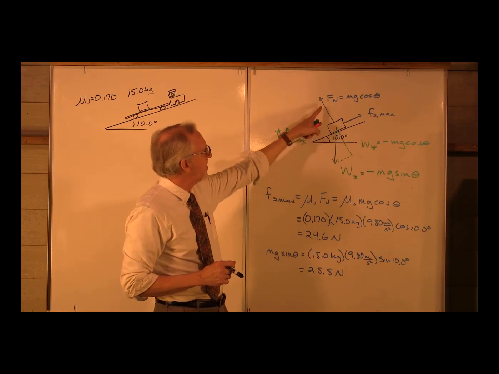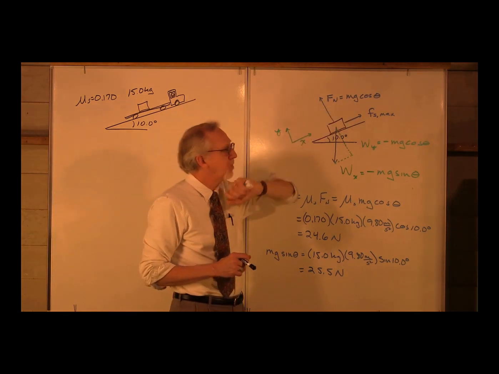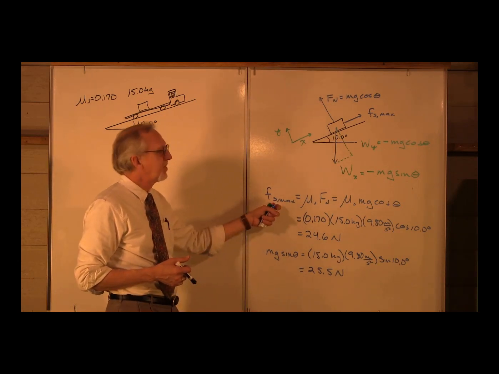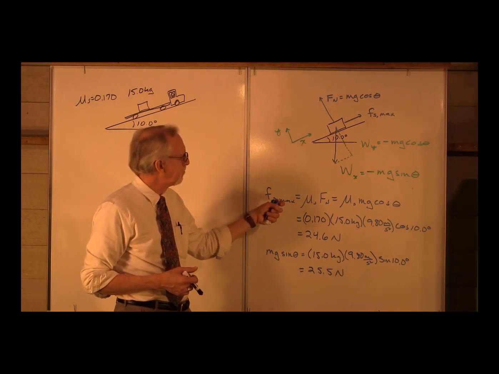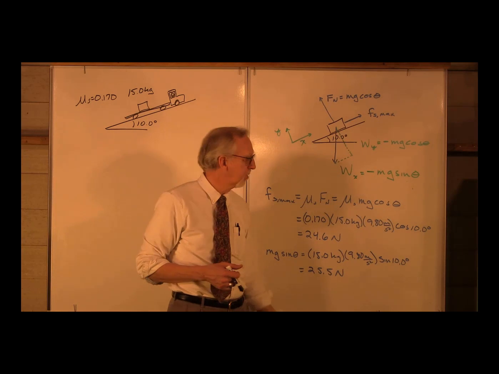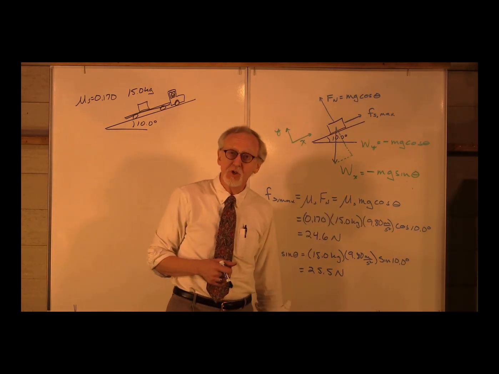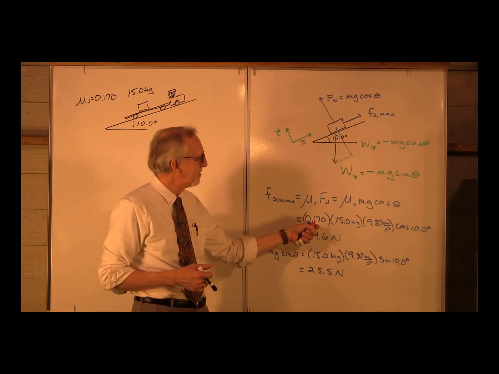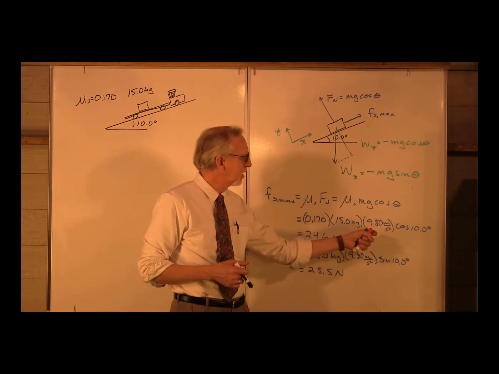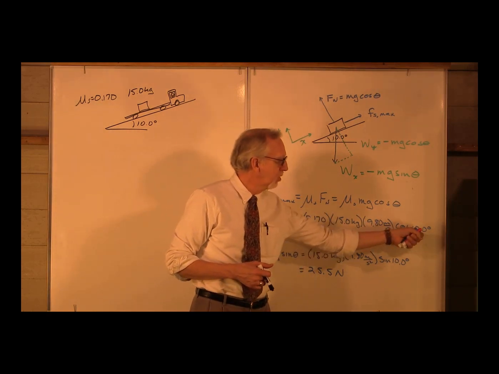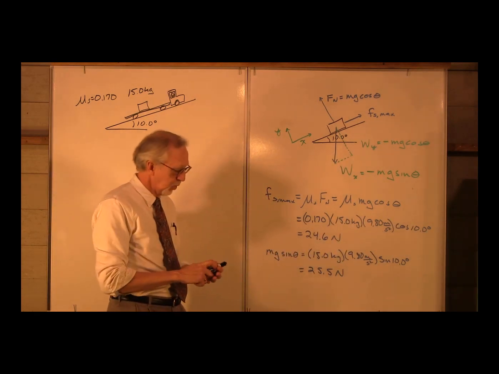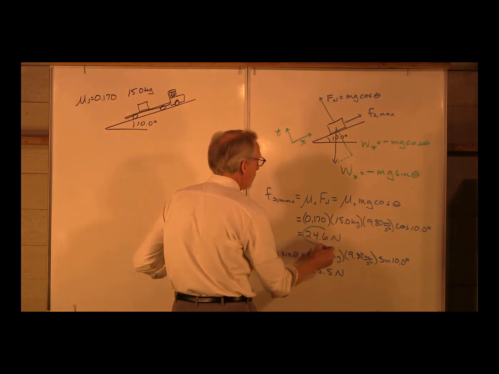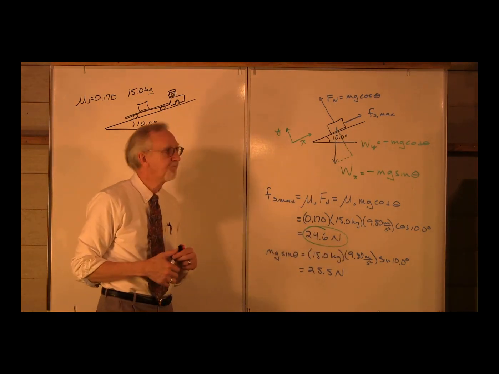Well, that means then that our normal force is going to be mg cos theta, like it usually is on an incline. So what is our value for Fs max? Fs max is mu s times the normal force, or mu s mg cos theta. Sticking our numbers in, mu s 0.170, m 15 kilograms, g 9.8, cos 10 degrees. What do we get? We get a maximum static frictional force of 24.6 newtons.